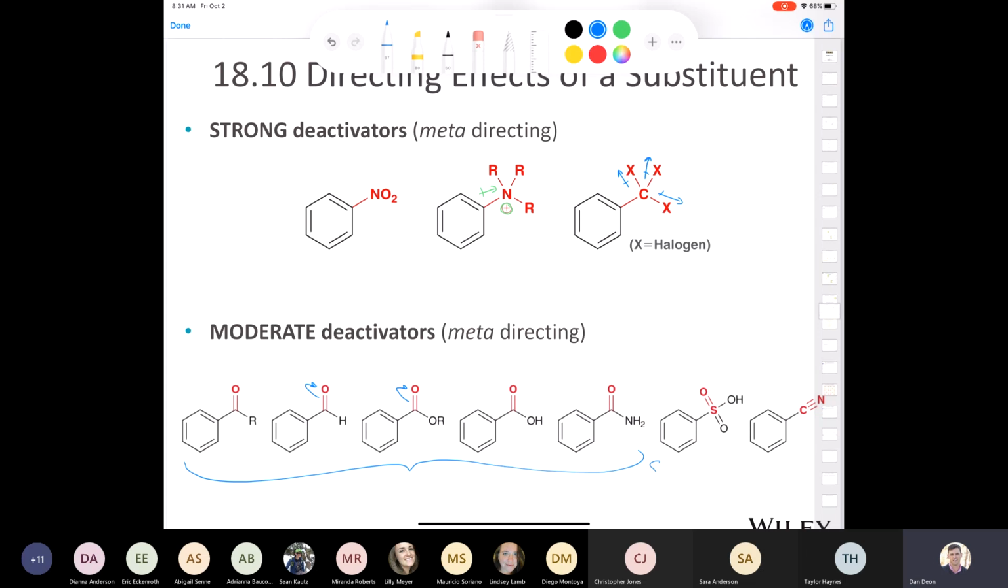And then the last one, this is a sulfonic acid, and this one here is called benzonitrile. So this is a nitrile derivative, and again, you could draw the same resonance contributors that show a positive charge being delocalized throughout the ring, which again demonstrates why the ring is electron deficient. It's going to render it less nucleophilic.